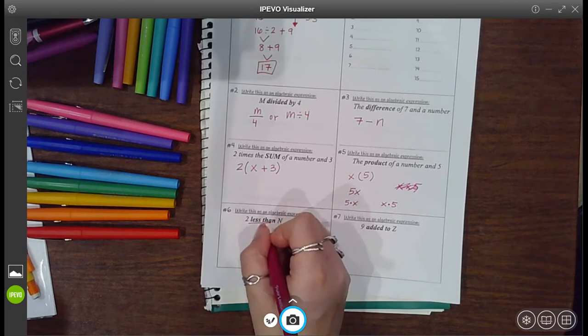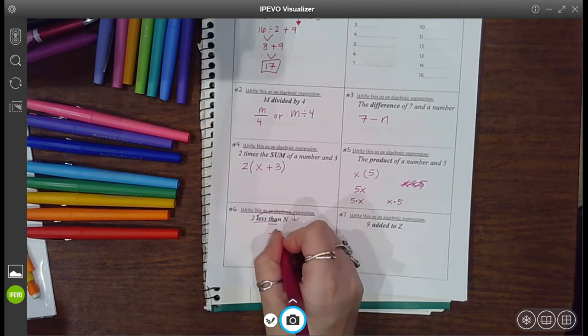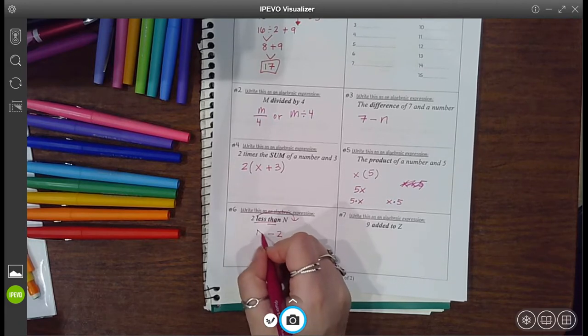2 less than, so that actually moves the 2 to the back. So what am I taking 2 away from? It's 2 less than that n.